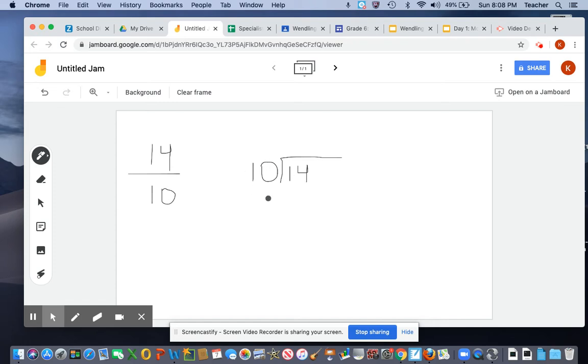I have to decide, can 10 go into 1? No, so I move over to the next spot. Can 10 go into 14? Yes, and it goes in one time. 1 times 10 is 10. I'm going to write this below here. And we're going to subtract. My remainder here is 4.